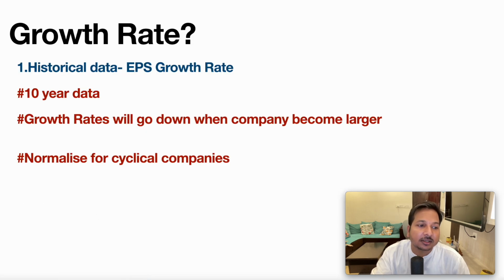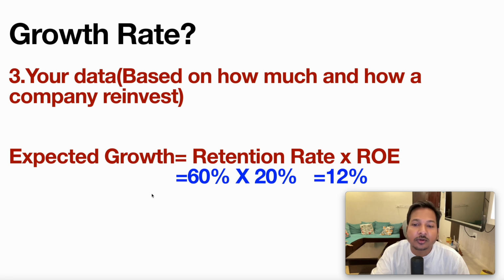And the third method is your own data. How to use it? Expected growth rate is what the company is retaining in the company, multiplied by ROE, how much return it's generating on that. So suppose a company is giving a dividend of 40%, so it has leftover cash of 60% and its ROE is 20%. So 60% of that capital will generate a 20% return, which means a 12% growth rate. So this 12% you can take.